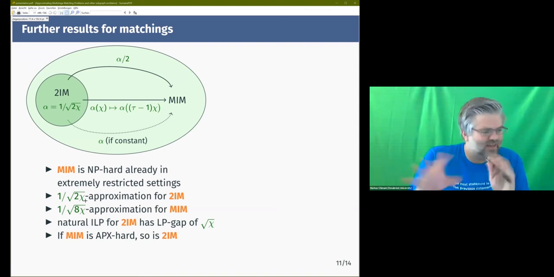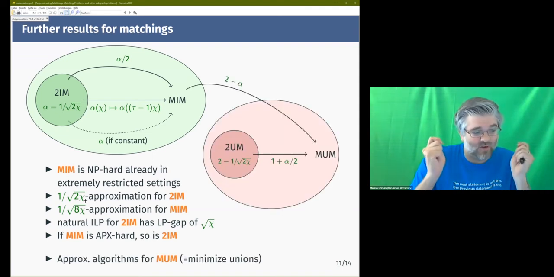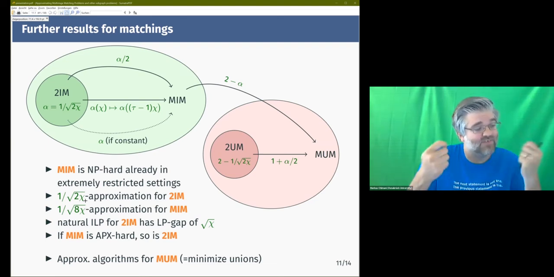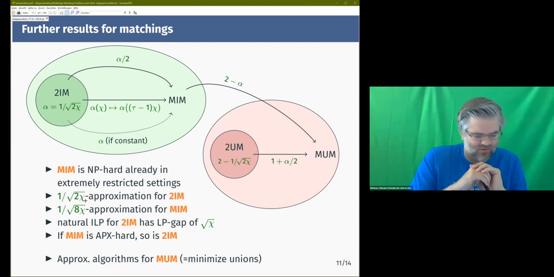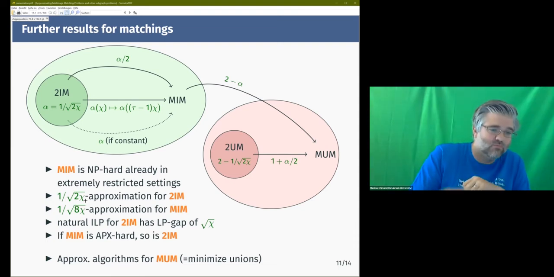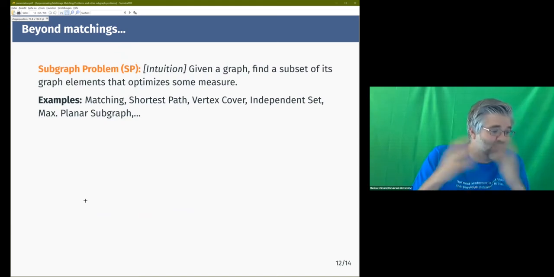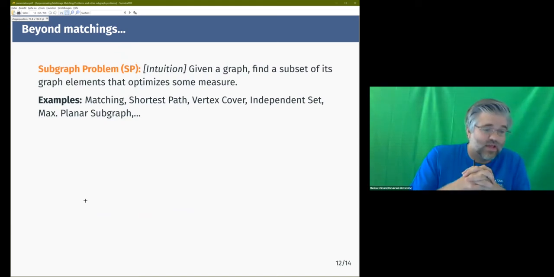There are also the related problems of when you do not want to maximize the intersections between consecutive stages, but you want to minimize the union. And we have a couple of approximation results there as well, but I will not go into details for that because I want to jump to the topic of generalizing these algorithms now.